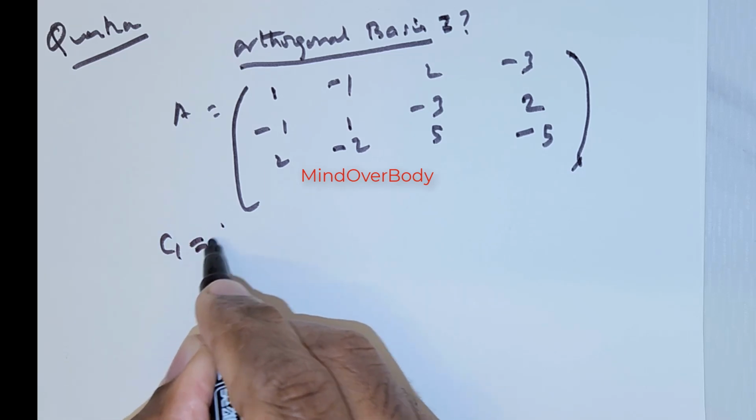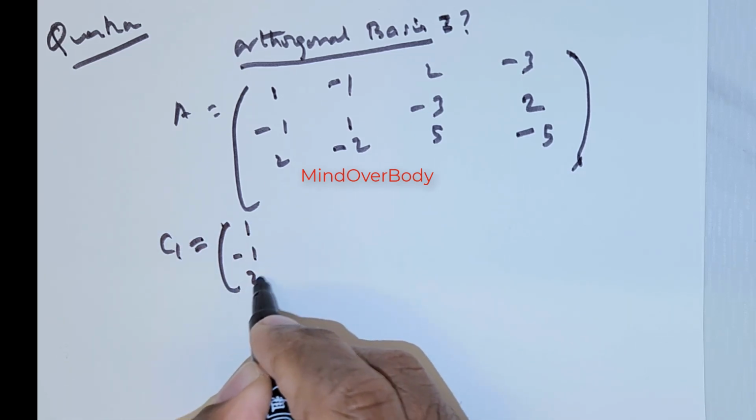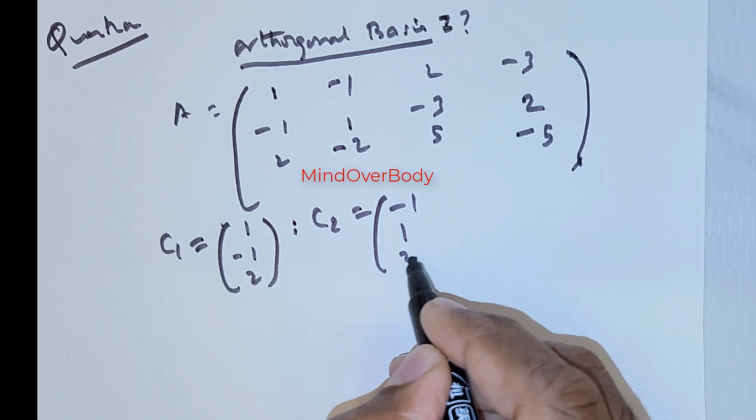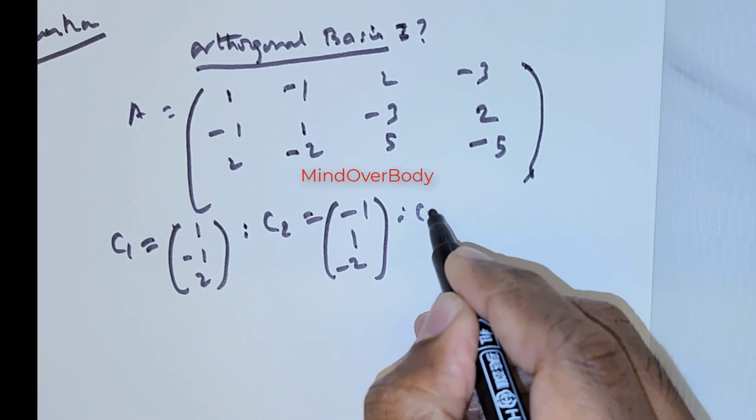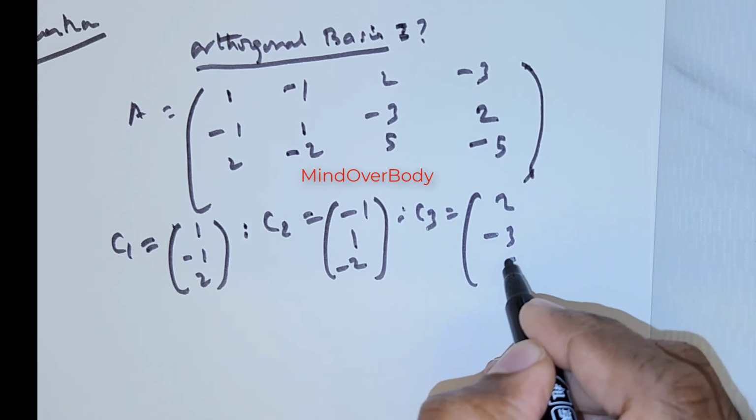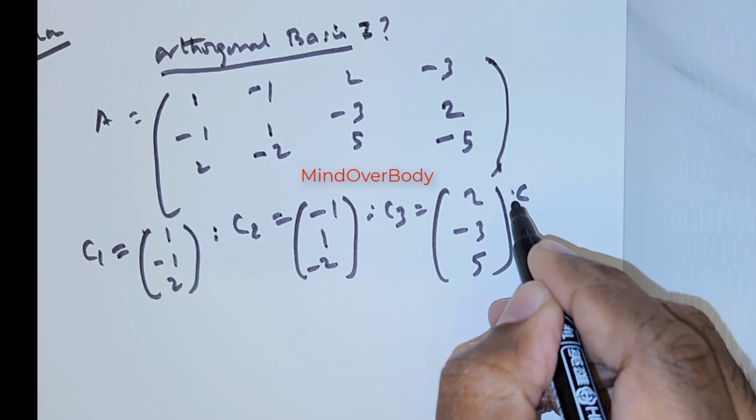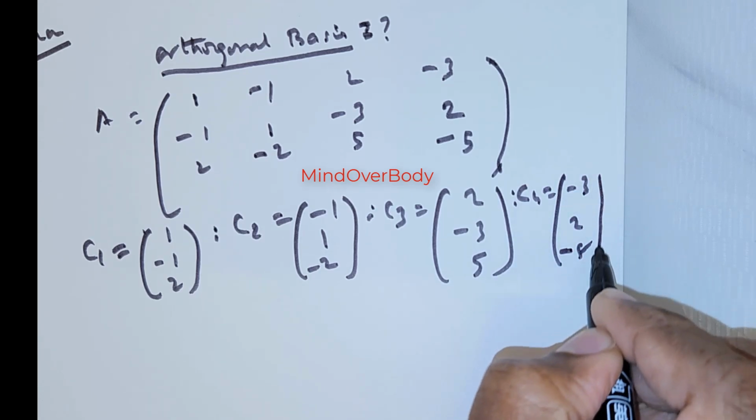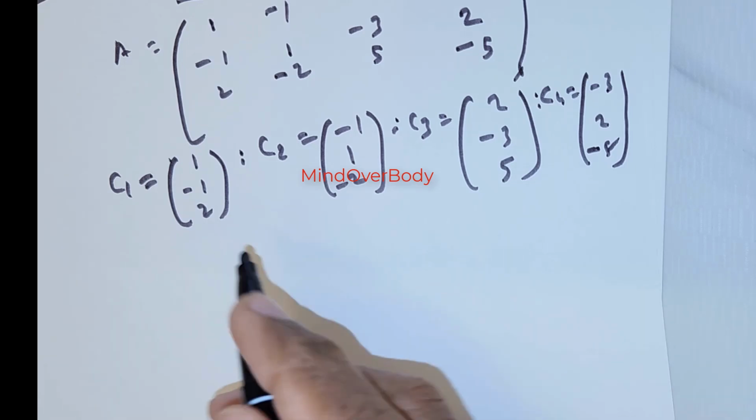Now I'm going to rewrite this as column 1: 1, -1, 2; column 2: -1, 1, and -2; column 3: 2, -3, 5; column 4 is -3, 2, and -5. So we have 4 columns.